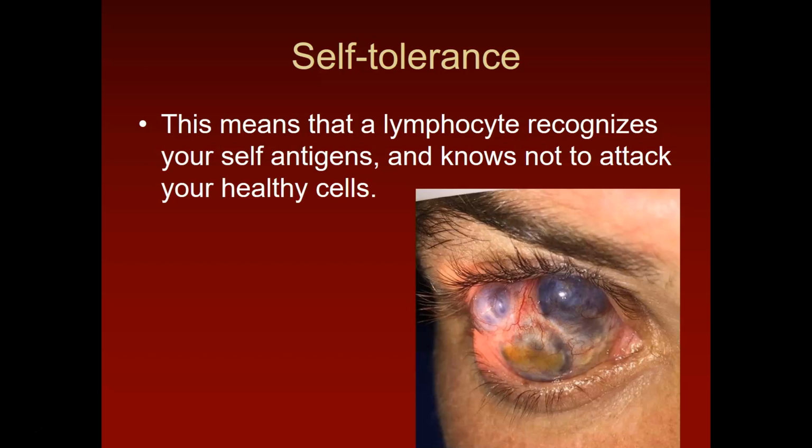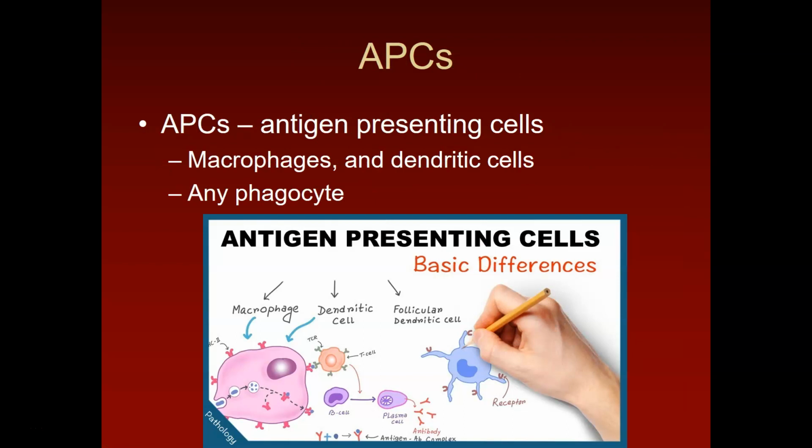We've talked about several in the past. This is a creepy one that we had not talked about before. In this case, the immune system is attacking the eye, and it's creating these tumors in the eye. So this is what happens when you lose self-tolerance. What are the major types of antigen-presenting cells?